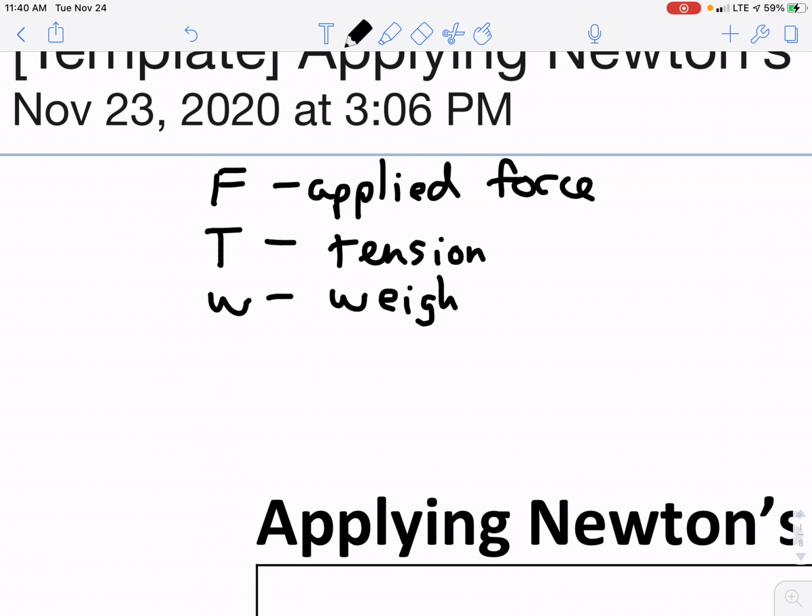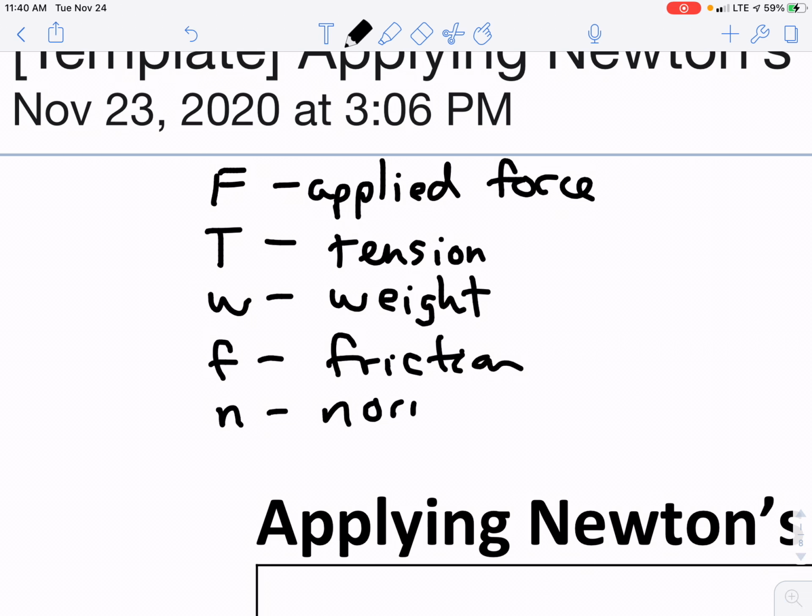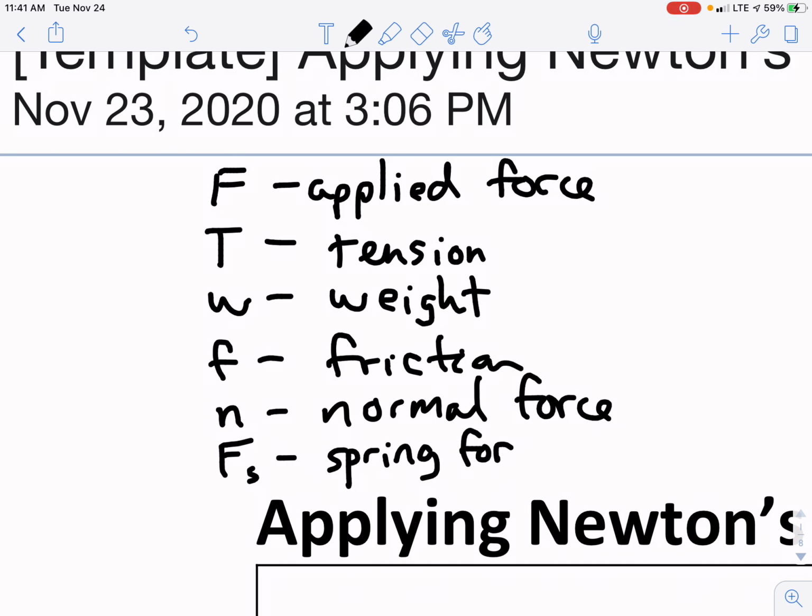Well, weight means gravity, and that's always at work in any problem. Friction. You must have a rough surface, and you must be either moving or attempting to move on a rough surface in order for friction to be at work, and friction always opposes that motion. Normal force. Normal force is the surface force. It's the force applied from the surface perpendicularly onto the object. Normal means perpendicular. And lastly, spring force. Spring force is the force to pull a spring or to push a spring, stretch or compress a spring.